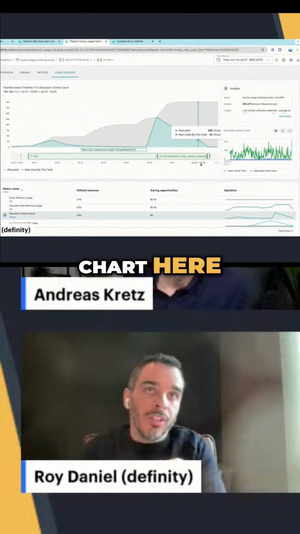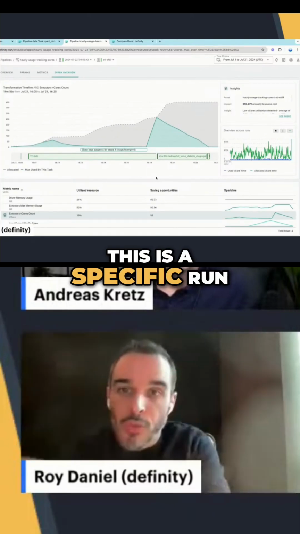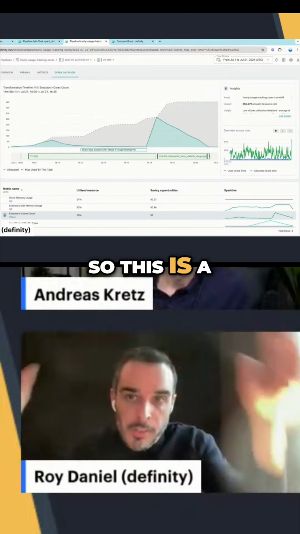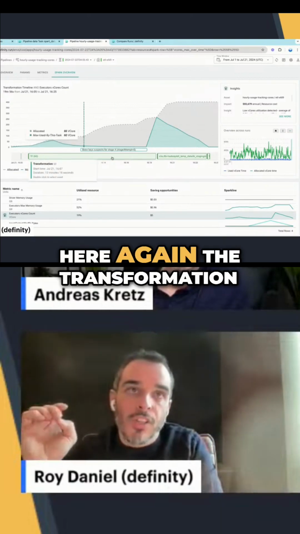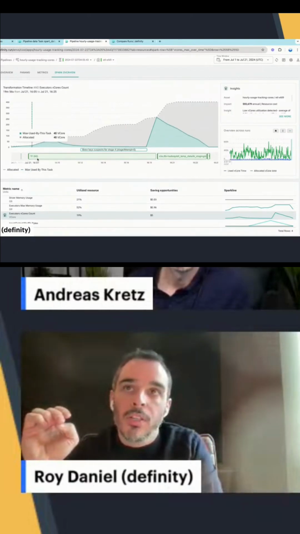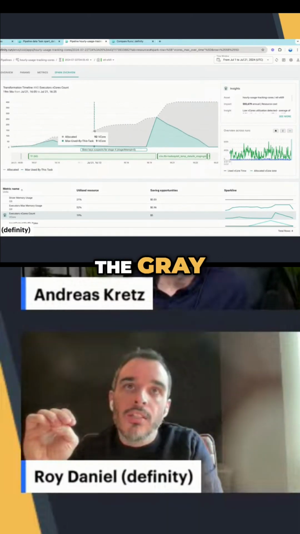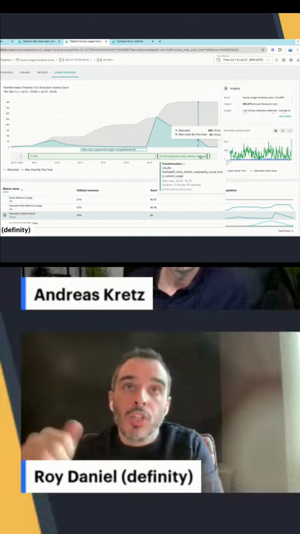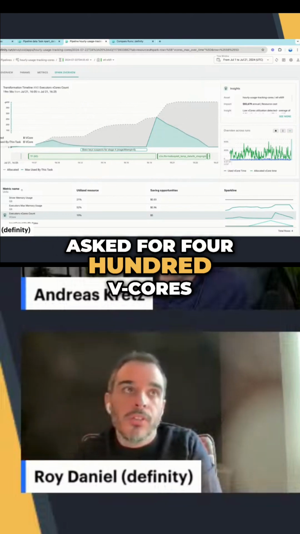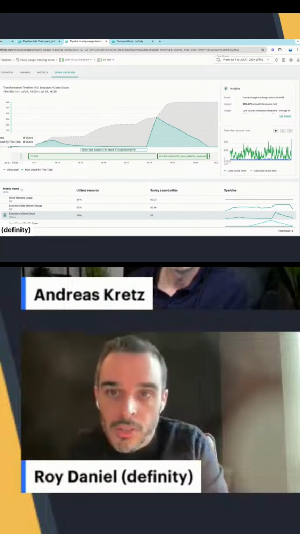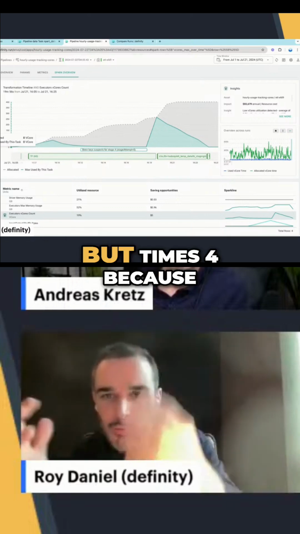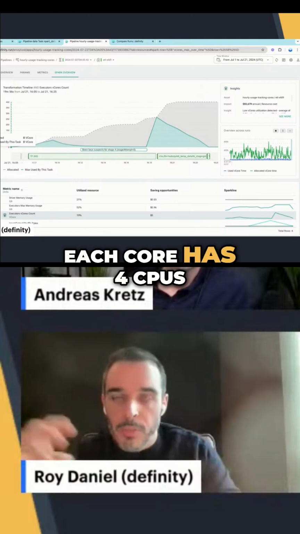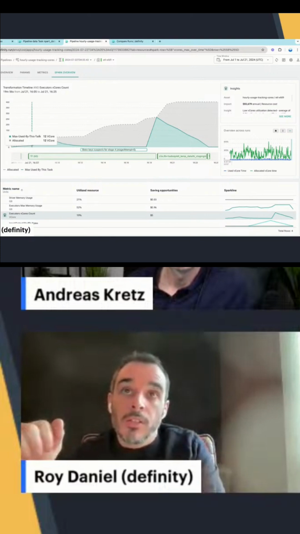This is the same chart here. This is a specific run. So this is a specific run of a task, and you see here again the transformation timelines within it. And what you'll be able to see, the gray is the allocation. So the user actually asked for 400 vCores. It's actually 100 vCores, but times 4 because each core has 4 CPUs, so it's 400 CPUs.